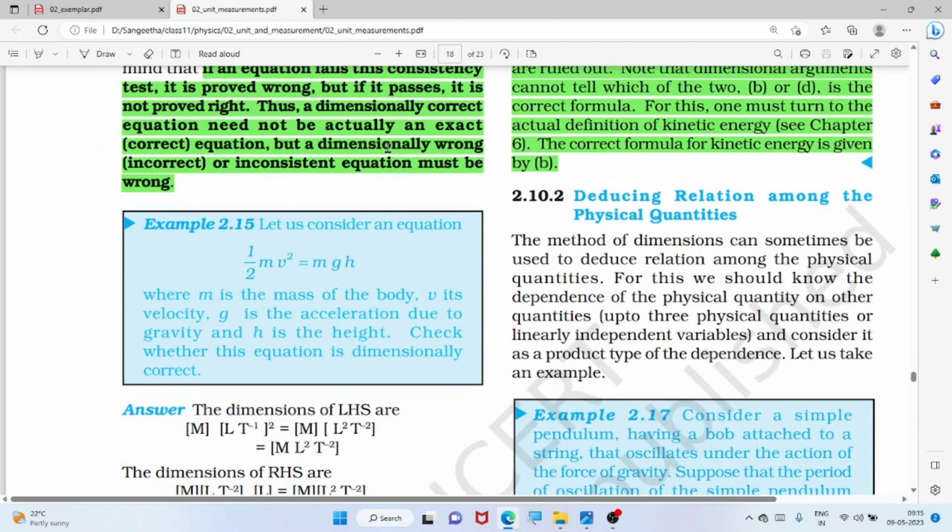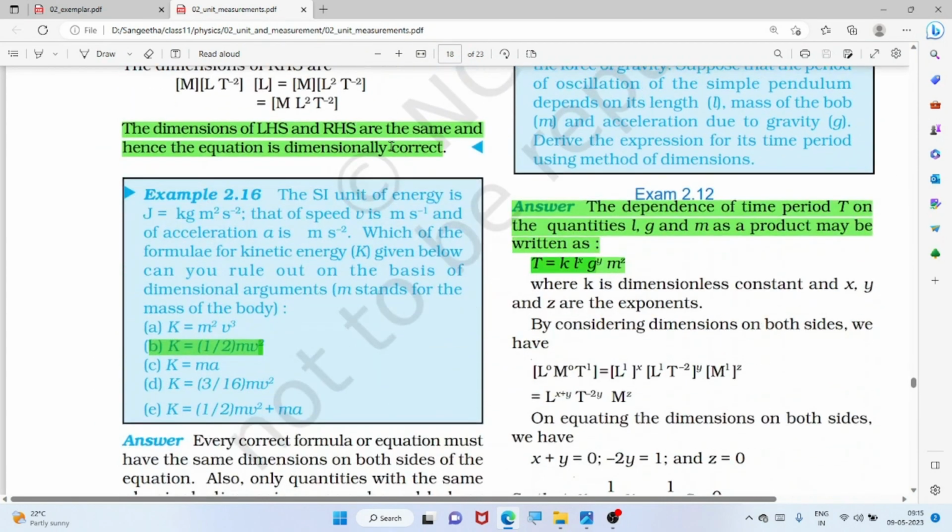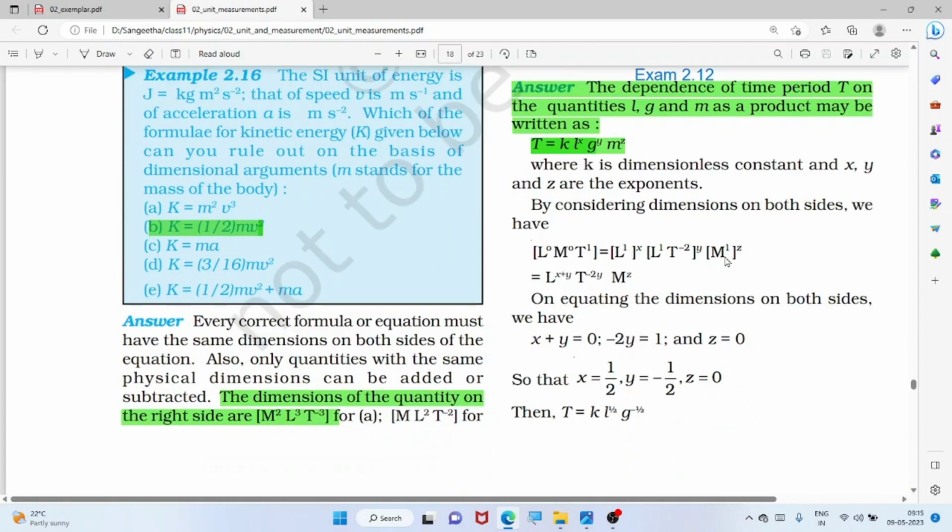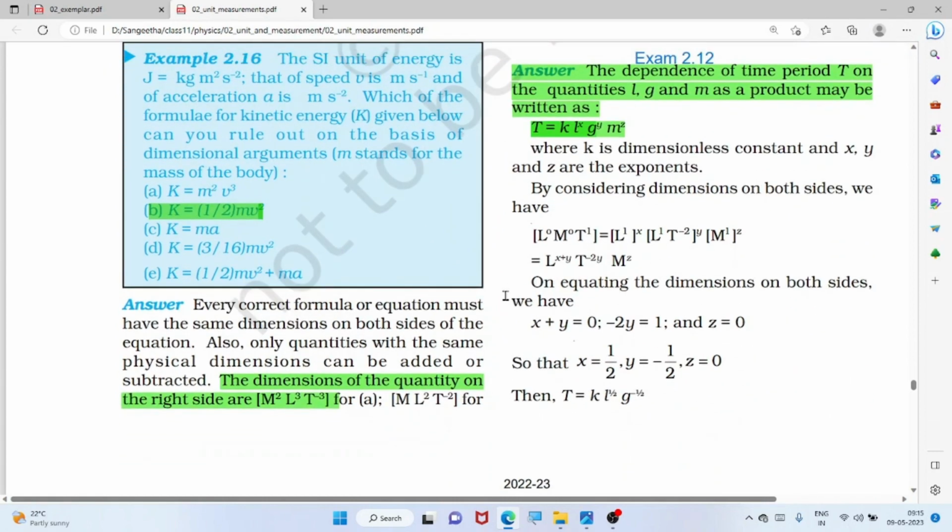So how to derive the units? Okay, here they have given one example. You can go through this, okay.